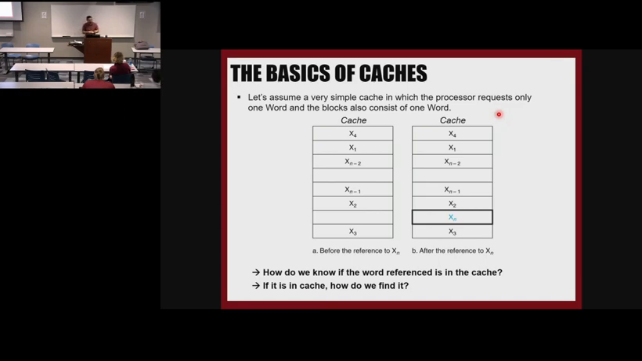Let's say we have this cache, and then we keep building on top of that and make it more complex. The questions we want to answer are: how do we know if the word that we're looking for is in the cache? And if it is in the cache, how can we find it? So we have to do two things every time we have a memory access, because obviously all the data is going to be in the main memory, but a subset of the data is in the cache. Every time we have to check whether the data that we are looking for is in the cache or not. That's the mechanism we have to explain. And then if it is, how we can address that specific byte that we need.